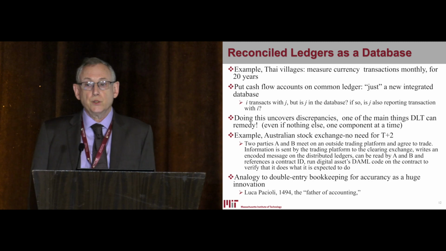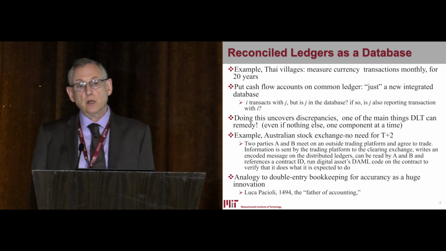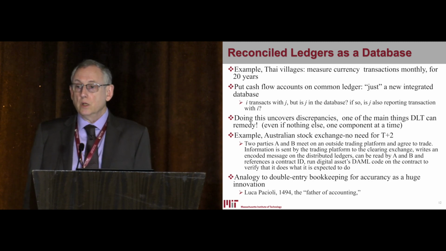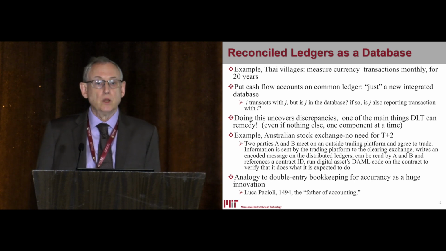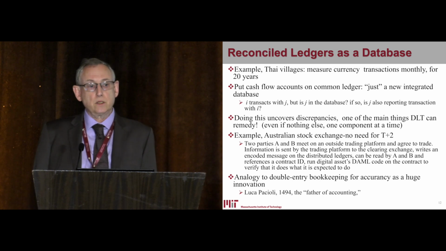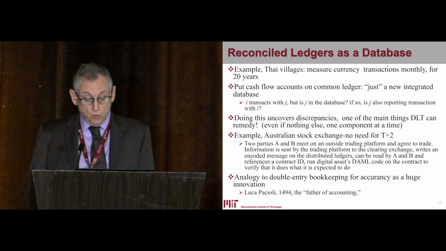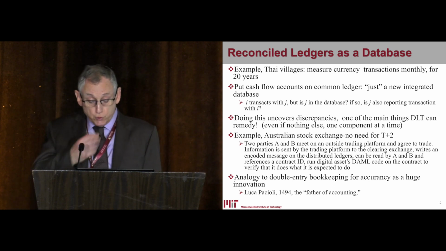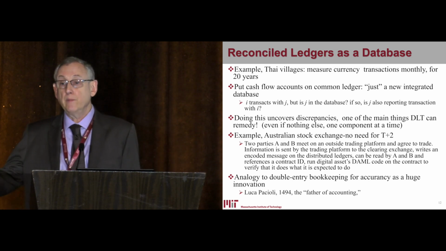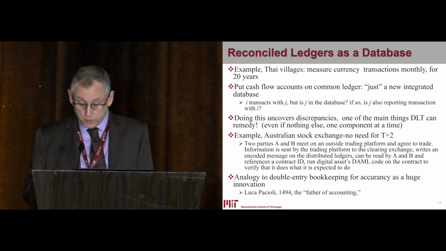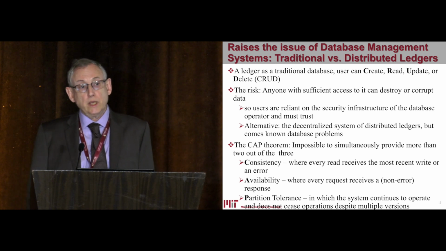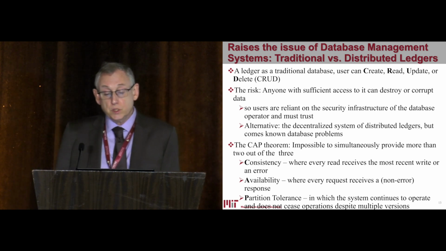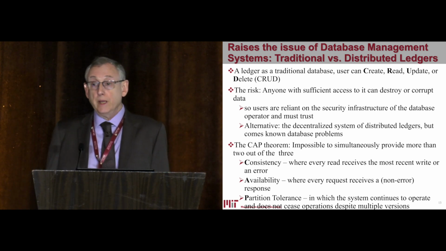The analogy here is to double entry bookkeeping, and we are talking about accounting after all. So double entry bookkeeping allowed much greater accuracy of the ledgers because there are a lot of checks between the flows and the stocks. And I would argue that distributed ledgers are of that order of magnitude in terms of achieving higher accuracy of measurements. Okay, but then we get to some issues of database management.